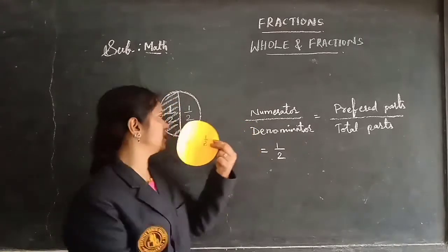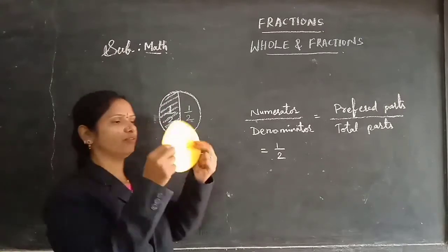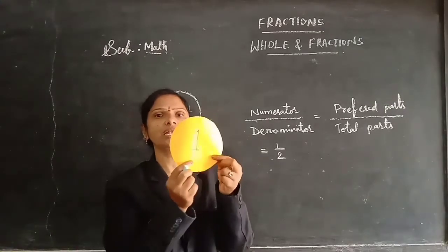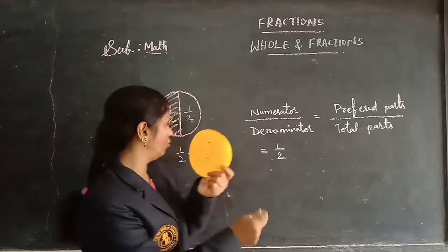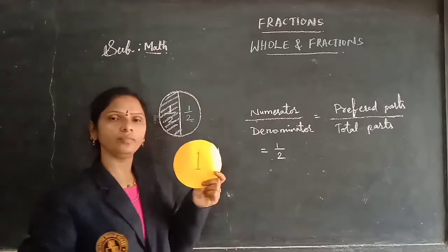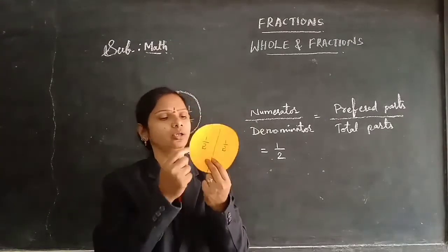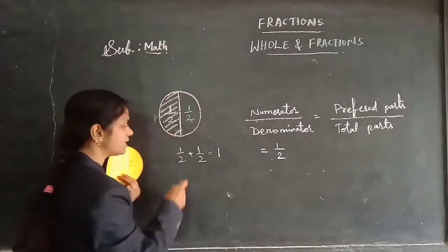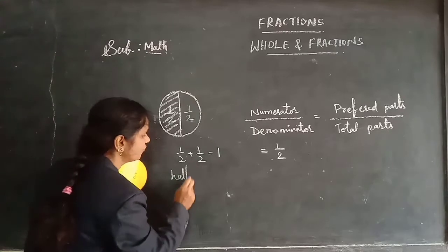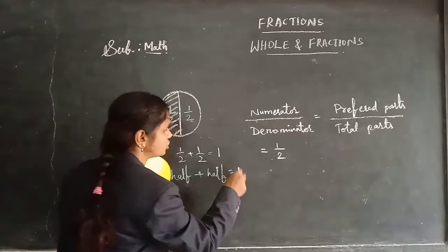If we join this, here you see 1 by 2 plus 1 by 2. If we join this, we can make it a whole. You can see here, in one whole, nothing but 1, we can make 2 parts of half. This is also called a half. Half plus half is equal to 1.